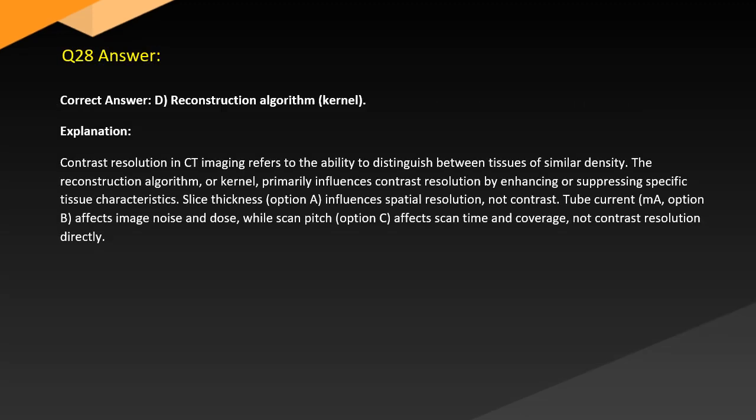Answer. Correct answer: D. Reconstruction algorithm, kernel. Explanation. Contrast resolution in CT imaging refers to the ability to distinguish between tissues of similar density. The reconstruction algorithm, or kernel, primarily influences contrast resolution by enhancing or suppressing specific tissue characteristics. Slice thickness, option A, influences spatial resolution, not contrast. Tube current, mAs, option B, affects image noise and dose, while scan pitch, option C, affects scan time and coverage, not contrast resolution directly.